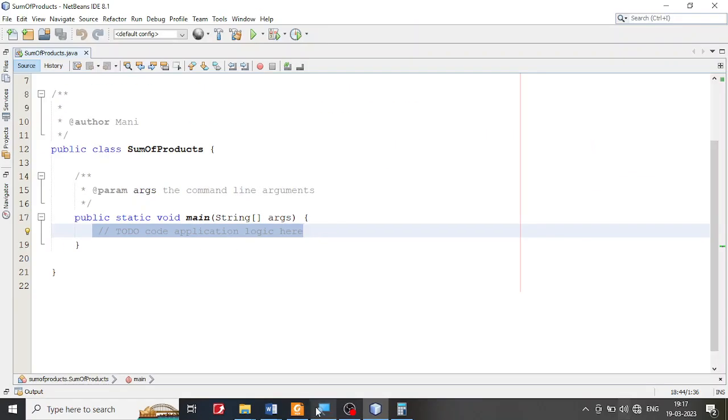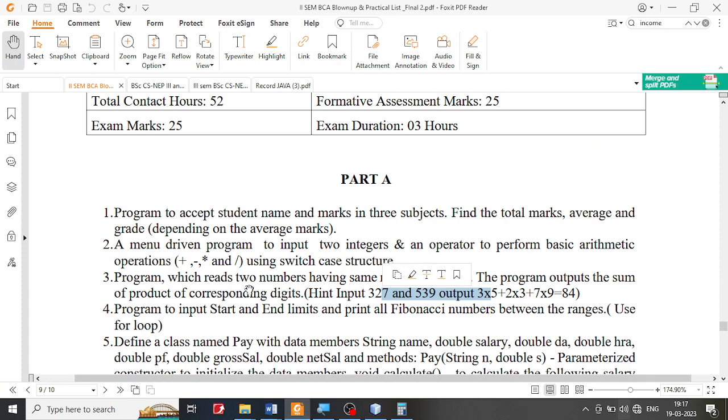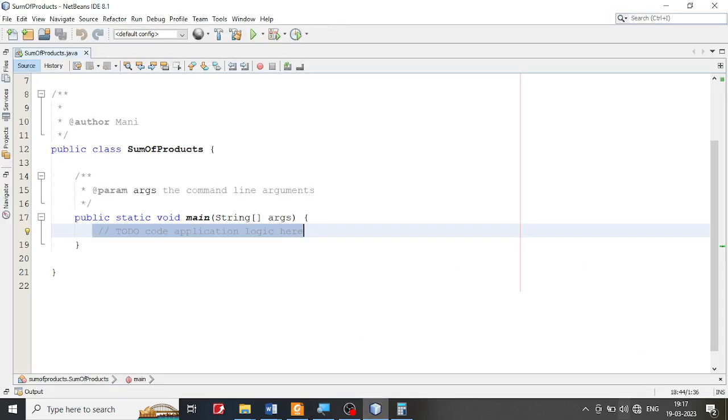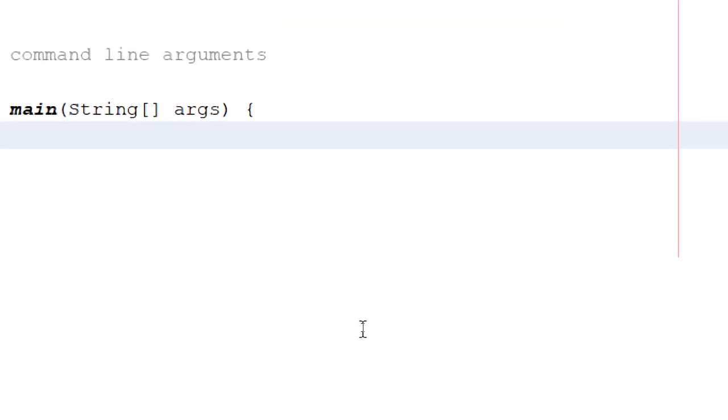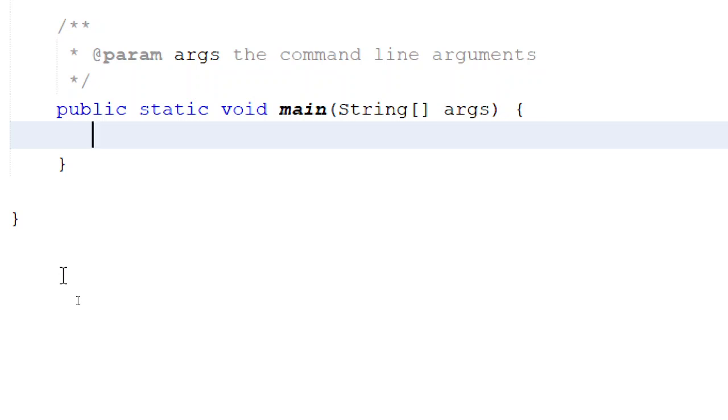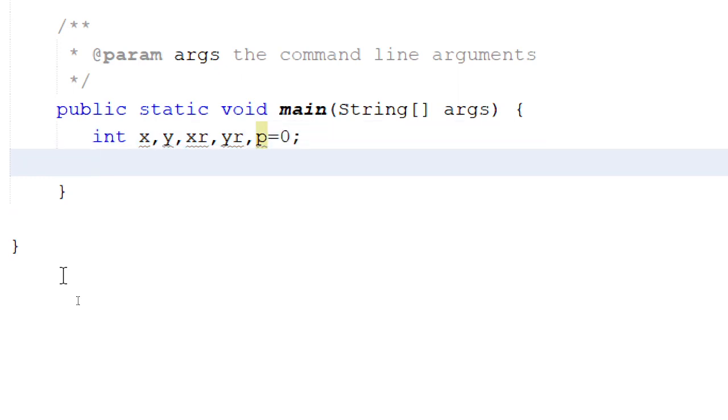So according to the problem, the program will read two numbers having the same number of digits. Assume that they are integers here, because if it is floating point, you will have a lot of other issues also. So let me take the first number as x, second number as y, and you know very well I'm going to take the remainder. So I'll take xr as the remainder of x, yr as the remainder of y, and we are supposed to get the product. So I'll take the product, and I initialize the product equal to 0. So this is the initial value, and we need an input.